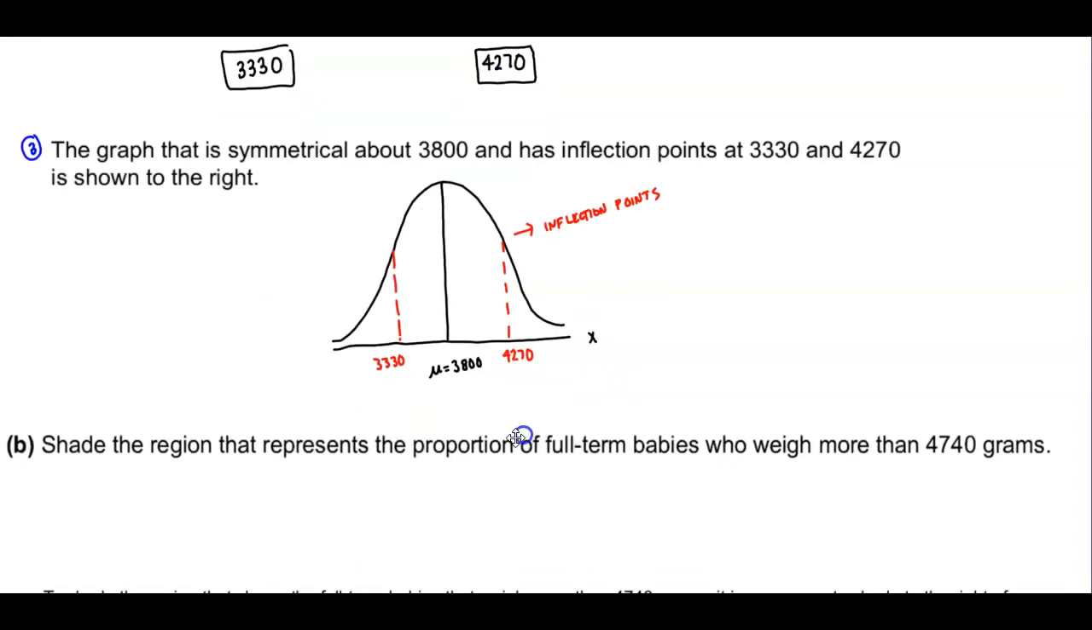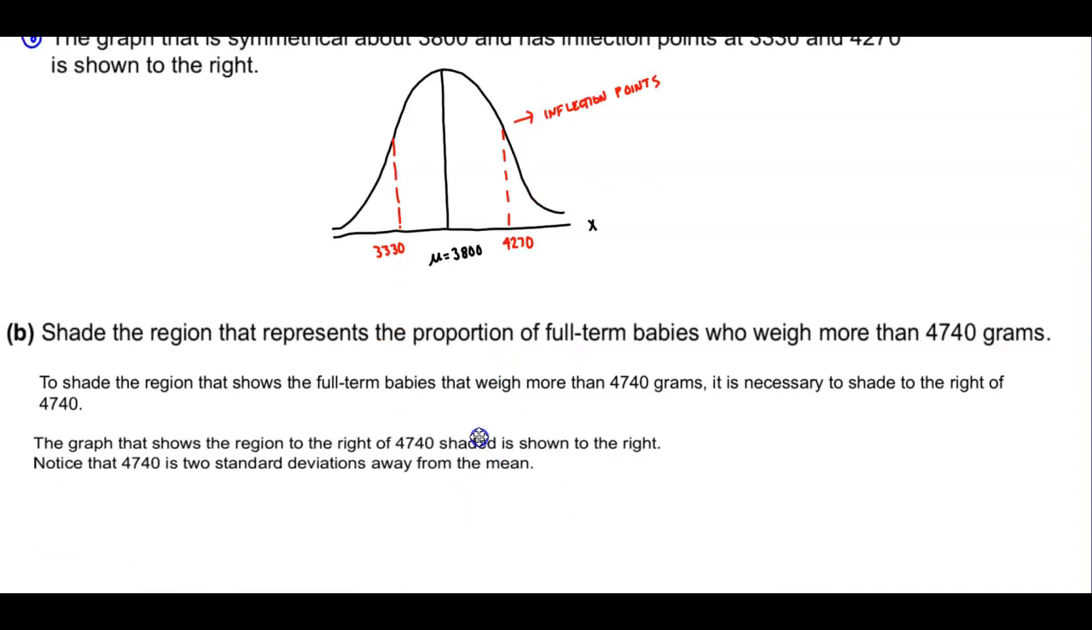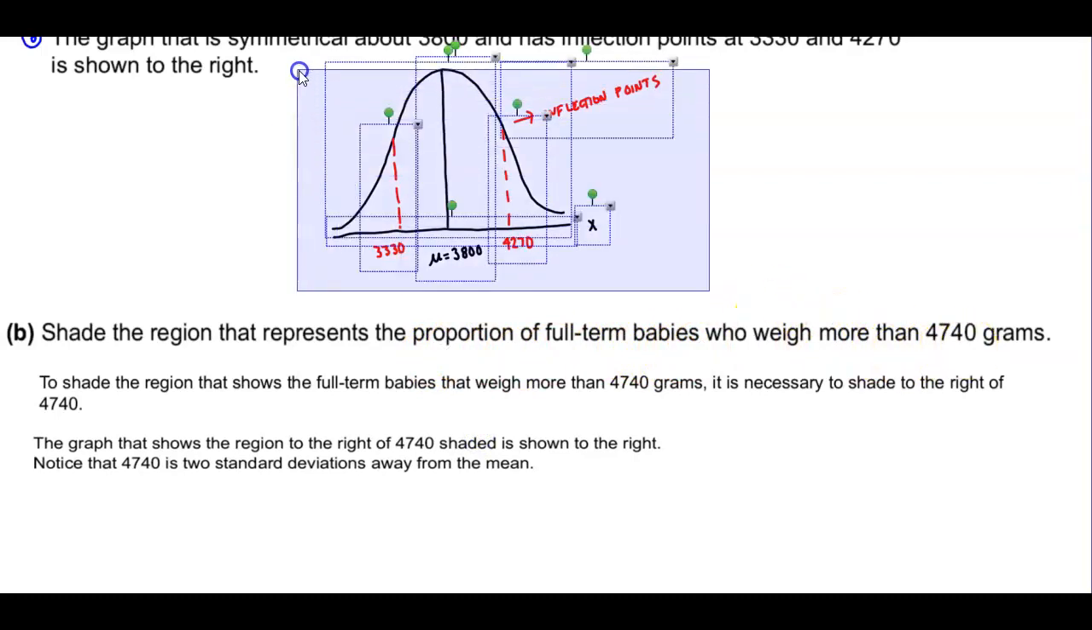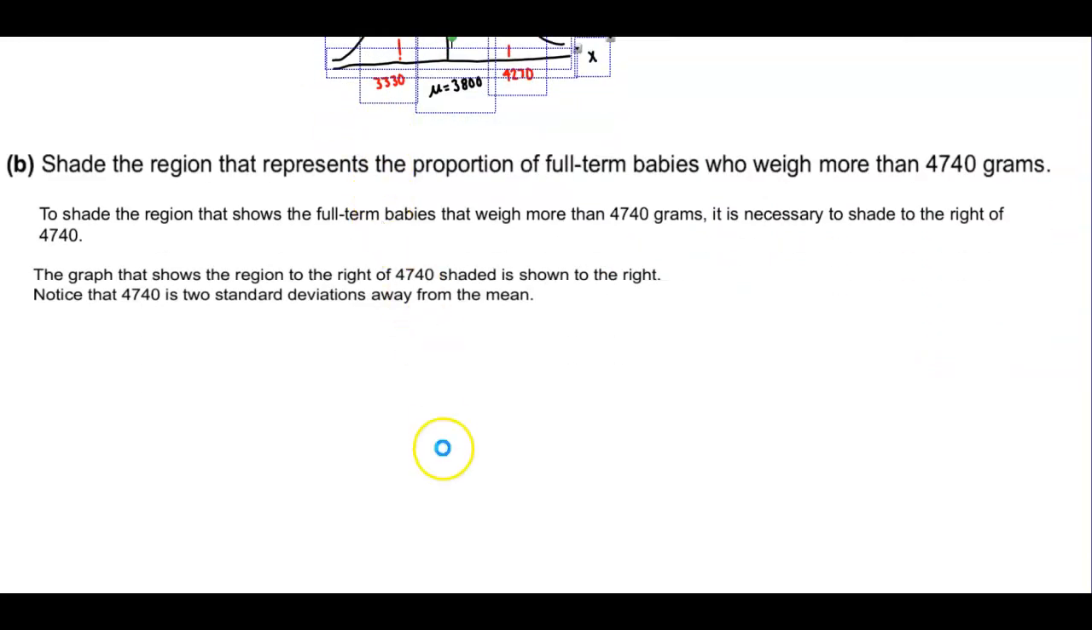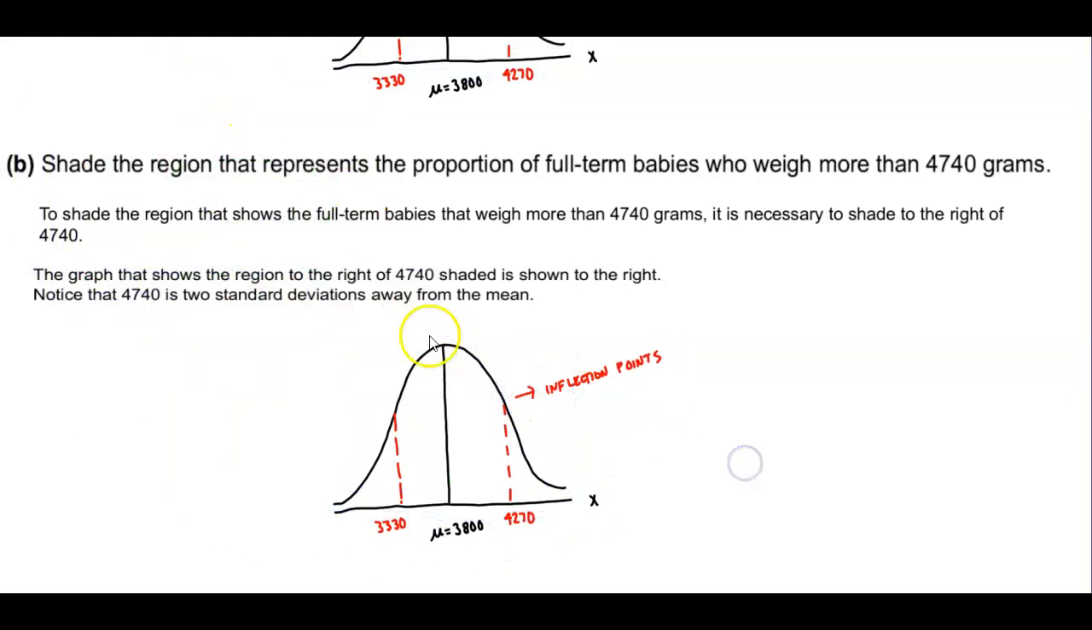Okay, now in part B, they want us to shade the region that represents the proportion of full-term babies who weigh more than 4,740 grams. So I'm going to go ahead and copy this graph and put it down in here. It says that we want to shade the region that shows the full-term babies that weigh more than 4,740 grams.